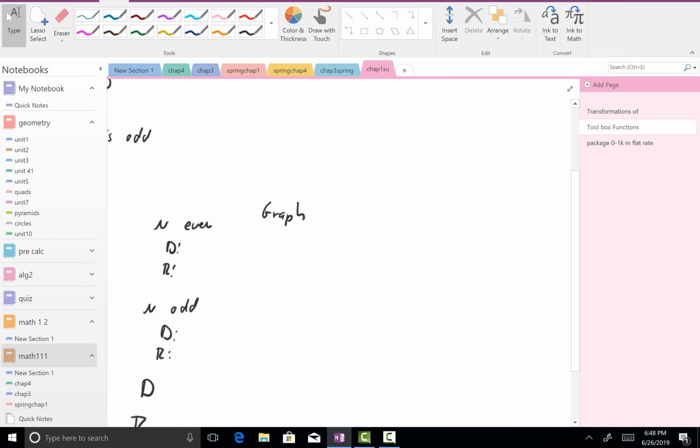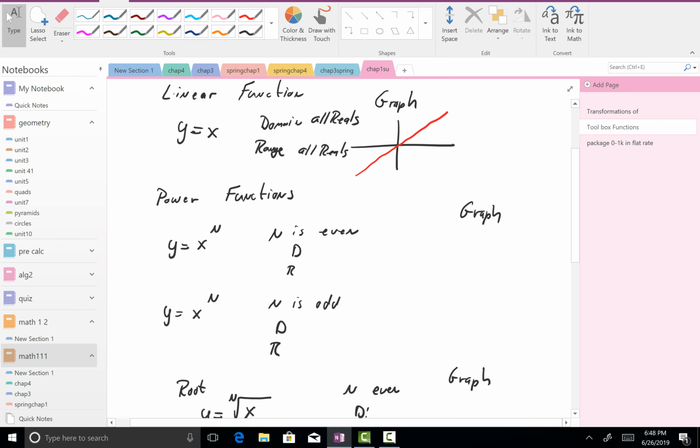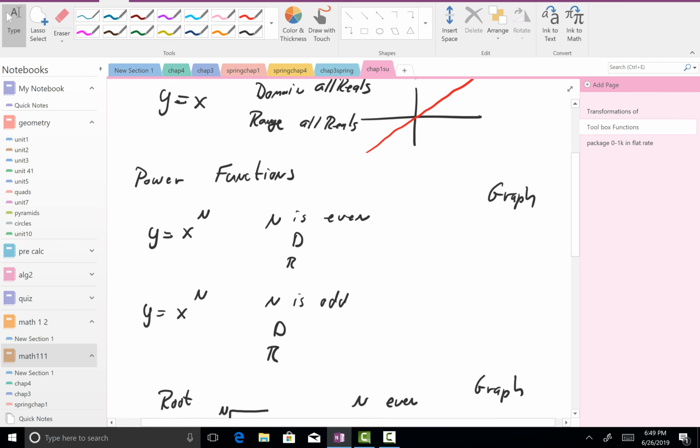All right, I'm assuming that you've had a chance to look at these. Power function, n is even. What's our domain? Somebody give me an answer. All real. Excellent. Range? Zero and positive infinity.